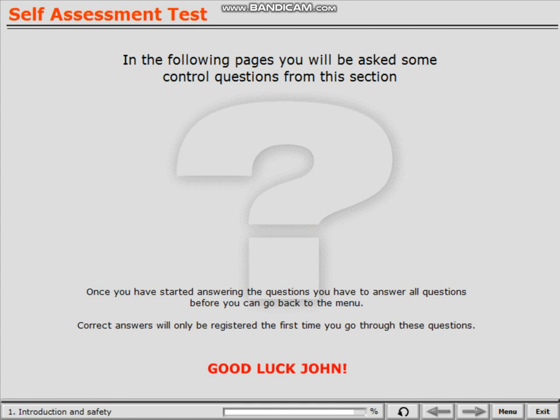In the following pages, you will be asked some control questions from this section. Once you've started answering the questions, you have to answer all the questions before you can go back to the menu.